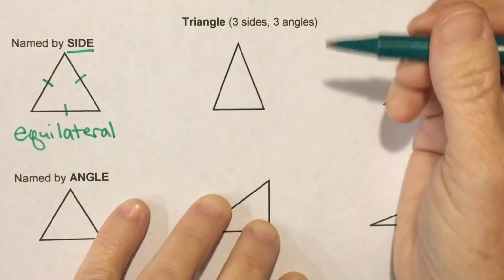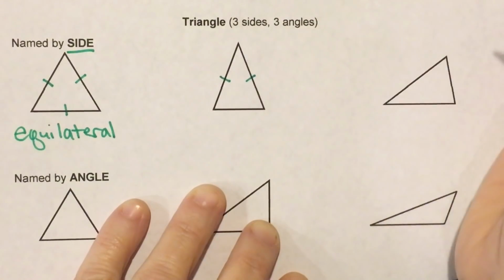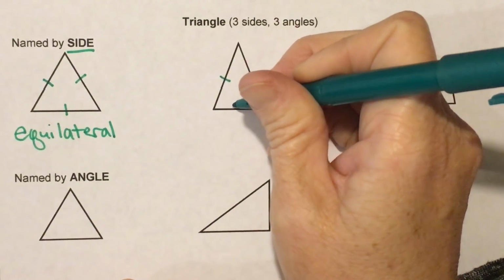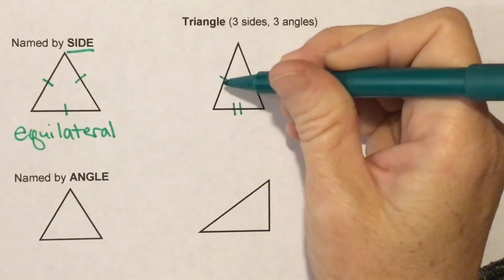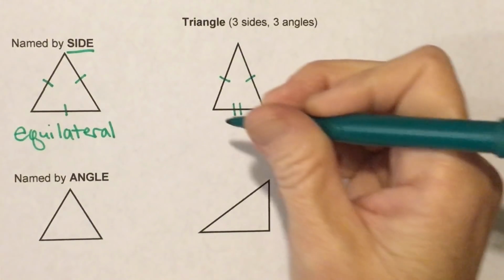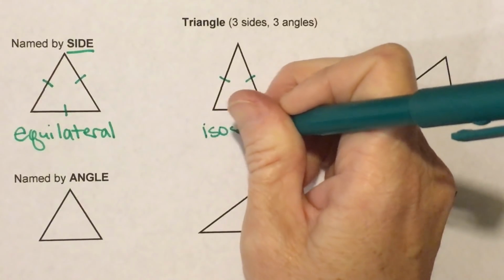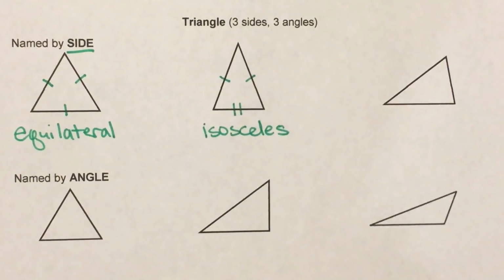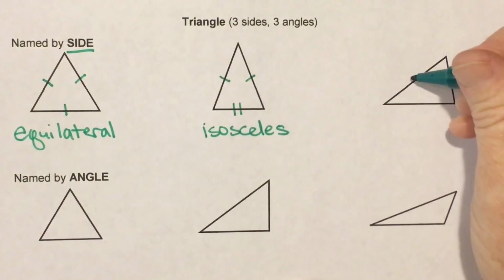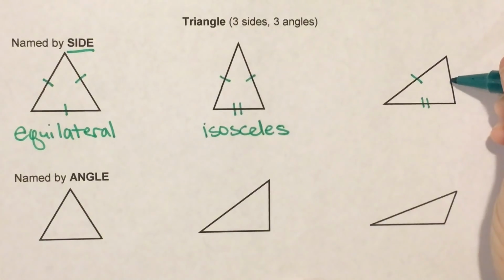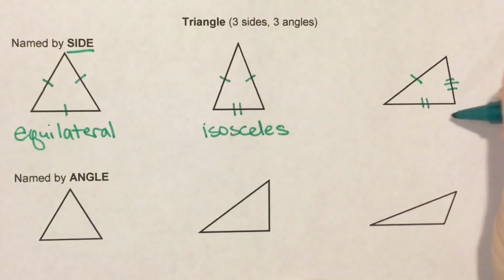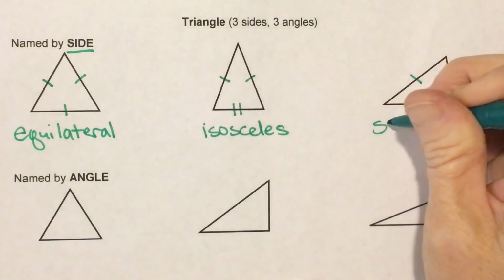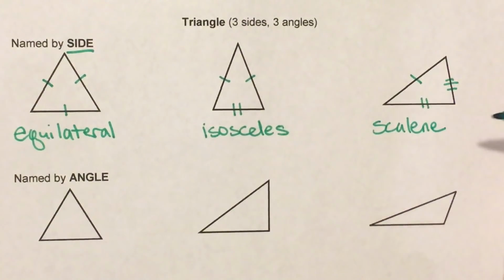Okay, this triangle, these two sides are equal or congruent, but this side is different. So because it has two sides equal, this one would be called an isosceles. Okay, this one, this is the longest one, this is the next longest, and that's the shortest. So all three of the sides are different, so we would call that a scalene. Okay, so those are the three side names.